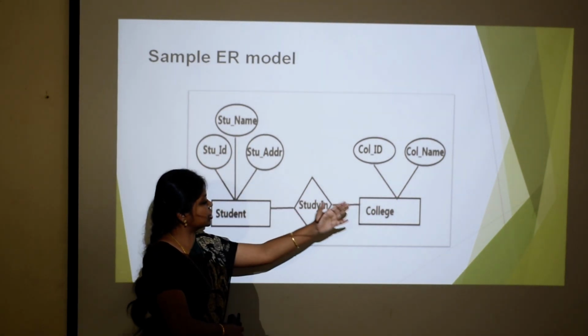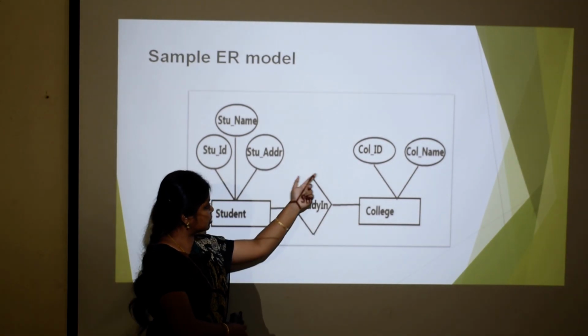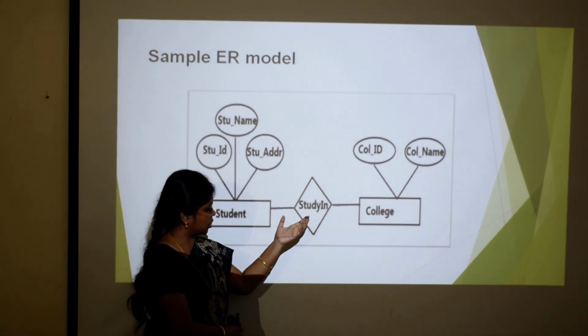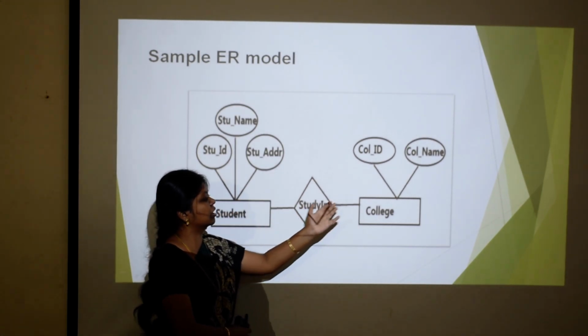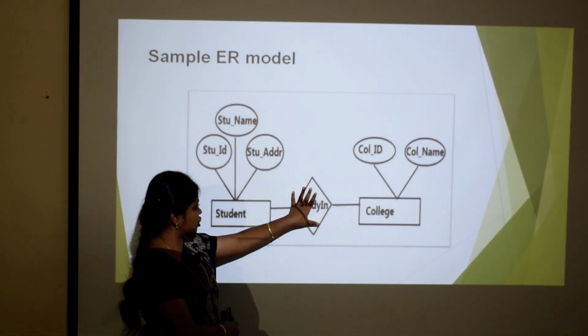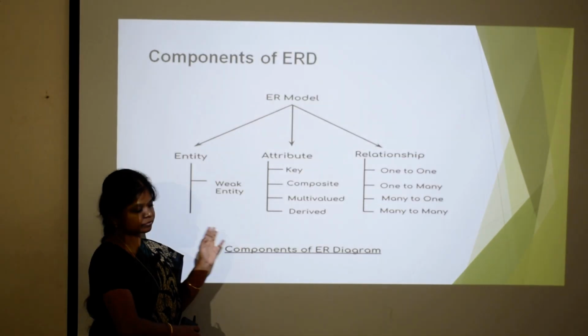So what is the relationship between the student entity and the college entity here? That is represented in a diamond shape. That is "study in". So the student is studying in a college. So this is the relationship given here. This is one sample ER model.